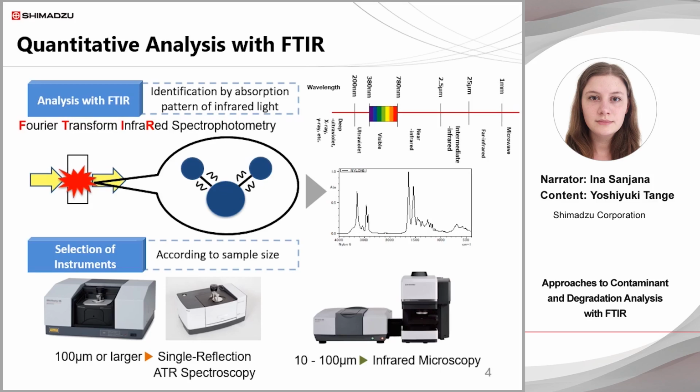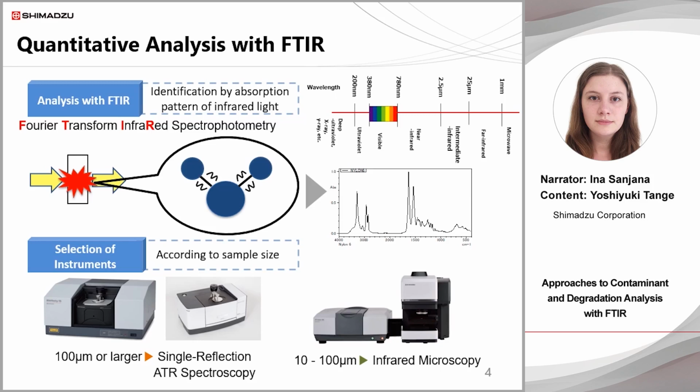This section describes how to use FTIR to analyze samples. FTIR stands for Fourier Transform Infrared Spectrophotometry. When the sample is irradiated with infrared light, the sample absorbs the same amount of energy as the vibration energy. The vibration energy of each functional group is different, so the structure of the contaminant can be estimated by the position of the peak wave number in the IR spectrum.